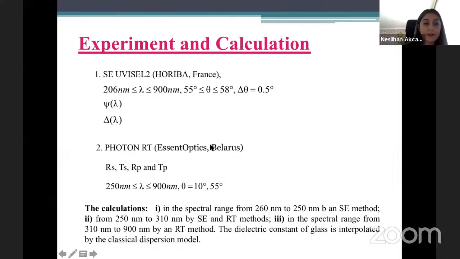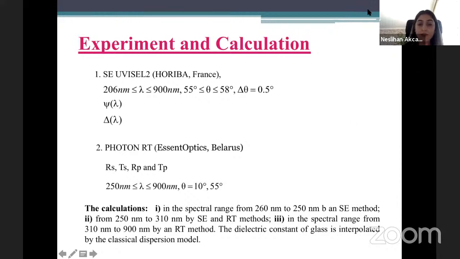And in the second method, the spectrophotometer method, RS, TS, RP, and TP parameters were measured in the region from 250 nanometer to 900 nanometer at two incidence angles, theta is equal to 10 degree and 55 degree.